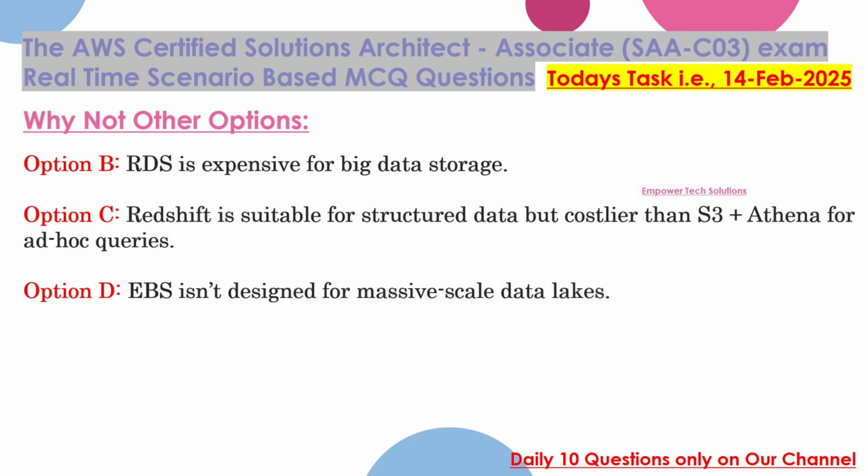Redshift is suitable for structured data, but costlier than S3 plus Athena for ad hoc queries. Option D. EBS isn't designed for massive scale data lakes.